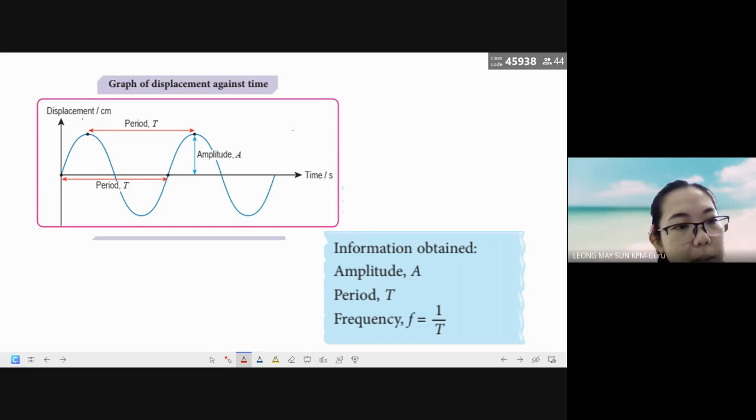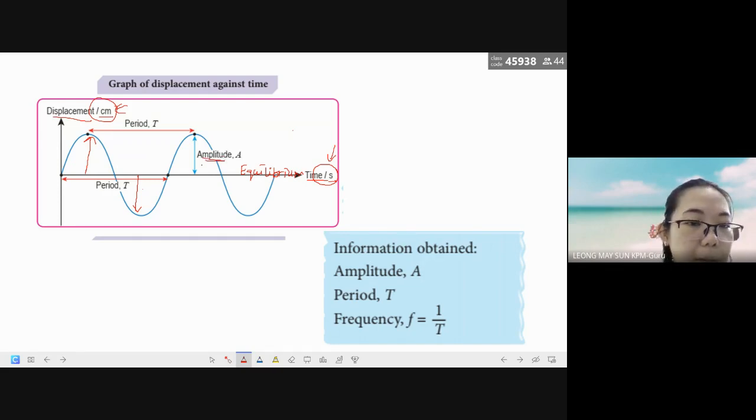A graph of displacement against time means the displacement unit is in centimeter, and then the x-axis is time unit in seconds. So it's very important for you to identify what is the unit at the axis. All right, because if they change the unit, then you kantoi already lah that time. Okay, so what are the information can we get? First, on the x-axis, it is also the equilibrium position. So from the equilibrium position to the maximum crest, or the equilibrium position to the minimum position, that's the amplitude.